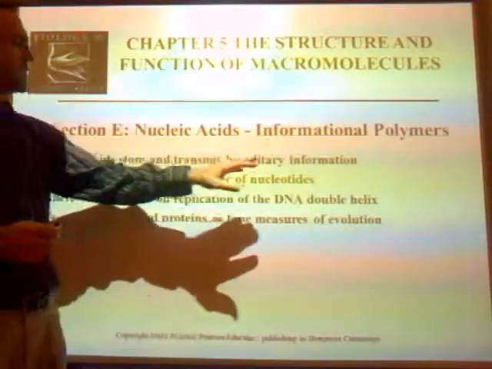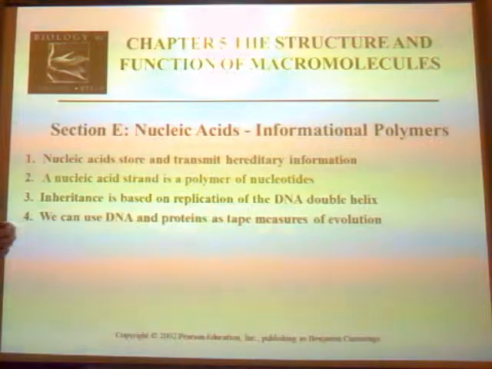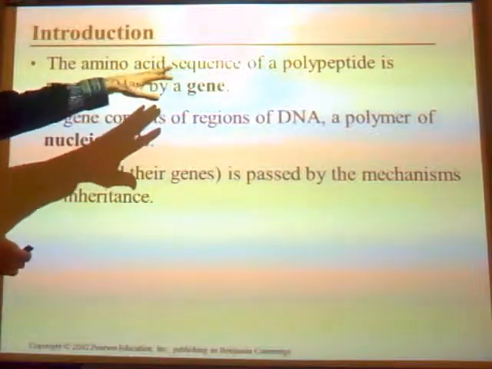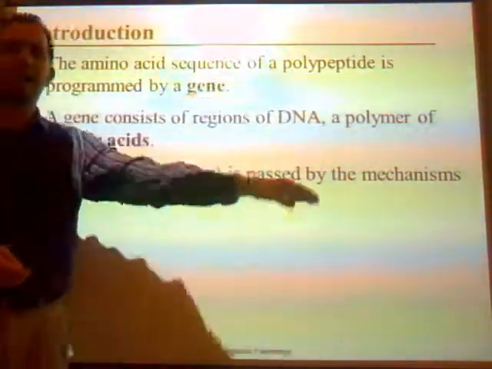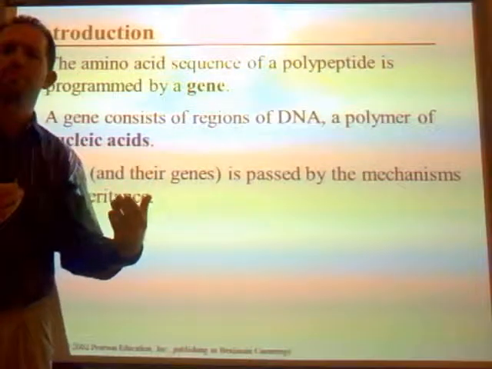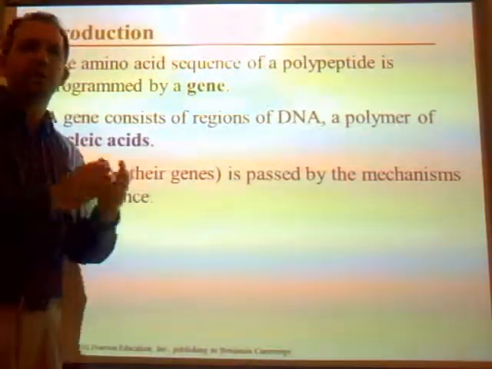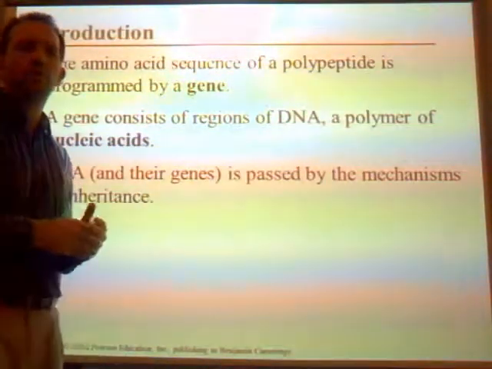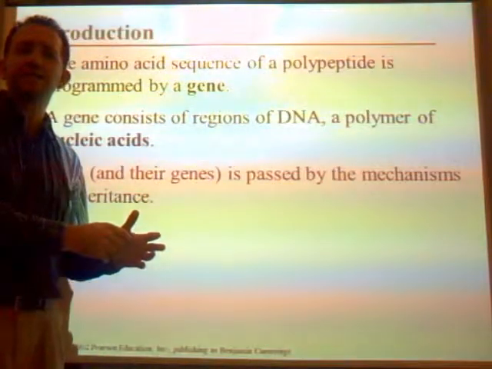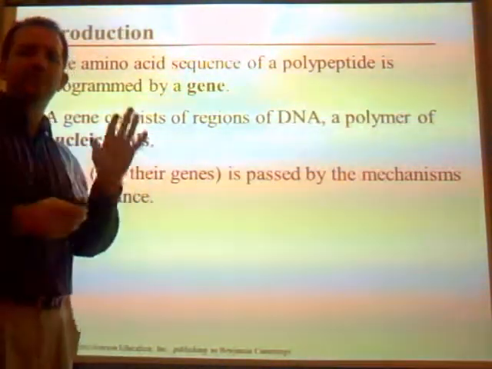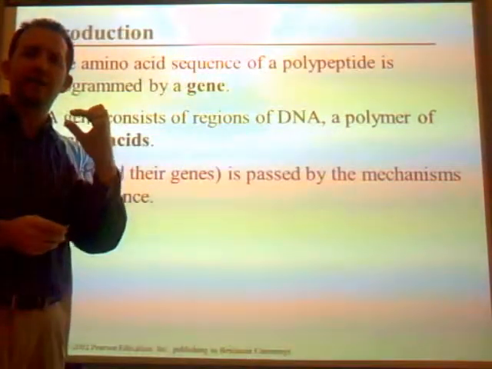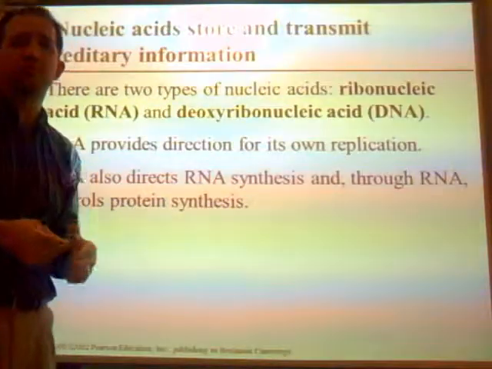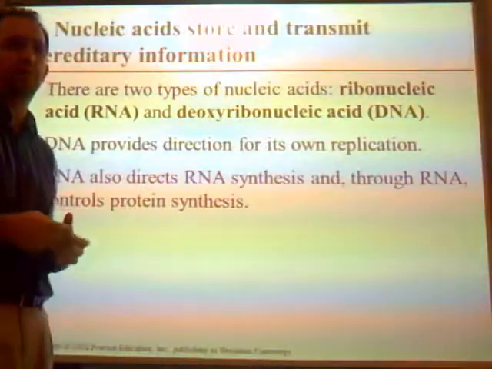Inheritance is going to be based upon DNA, and then for protein synthesis, we're going to deal with another type, which is called RNA. The amino acid sequence of a polypeptide is programmed by a gene. A gene is simply a particular segment of DNA. DNA is a particular nucleic acid, just like RNA is, and this particular segment, whatever the length of it, is going to carry with it a specified gene for a specified trait, which is then going to allow us to inherit individual things from our parents.